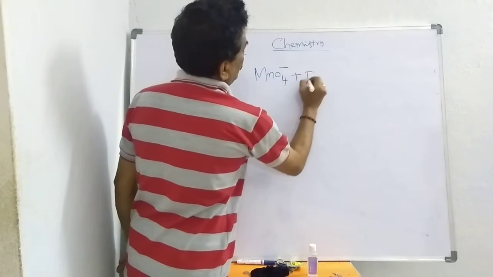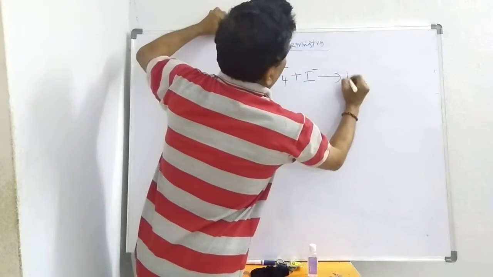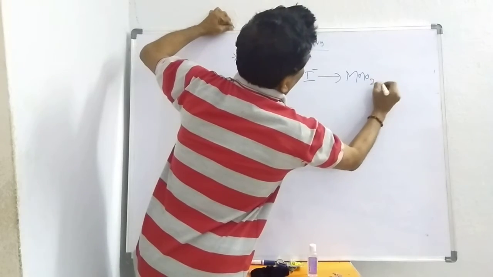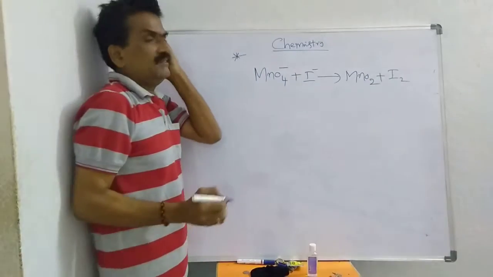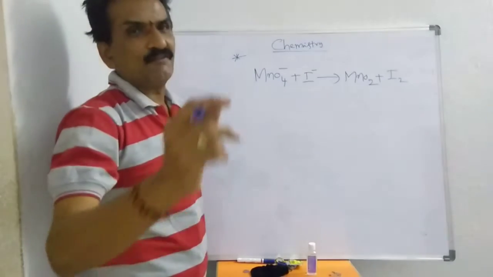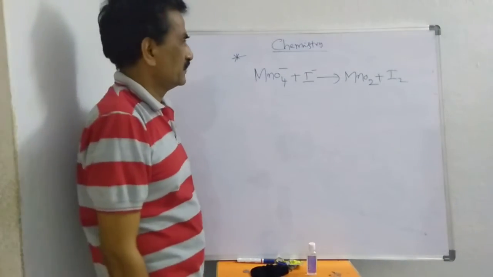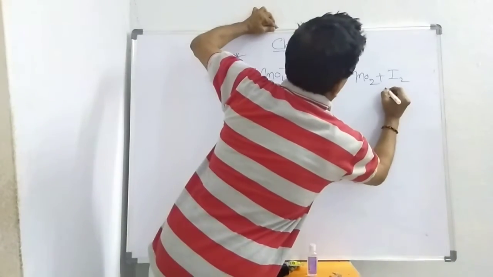MnO4 minus plus I minus gives rise to MnO2 plus I2. This is the reaction which was figured in the engineering public examinations. Okay. A somewhat basic medium. What is that?